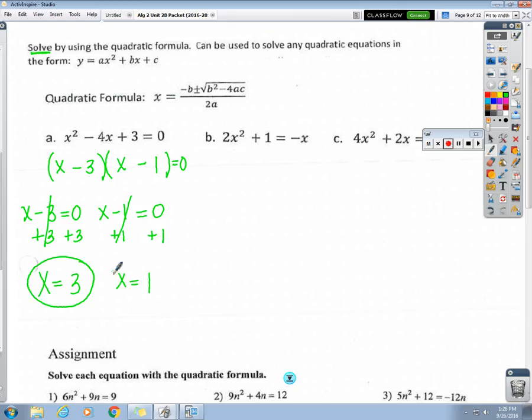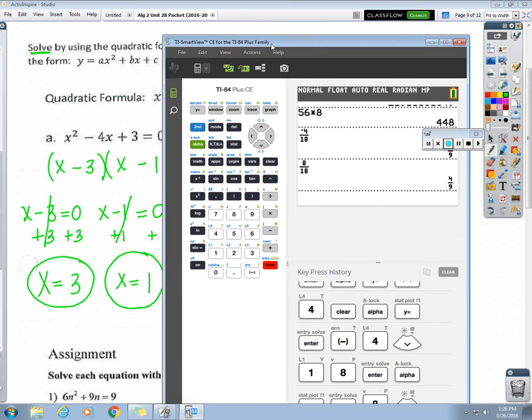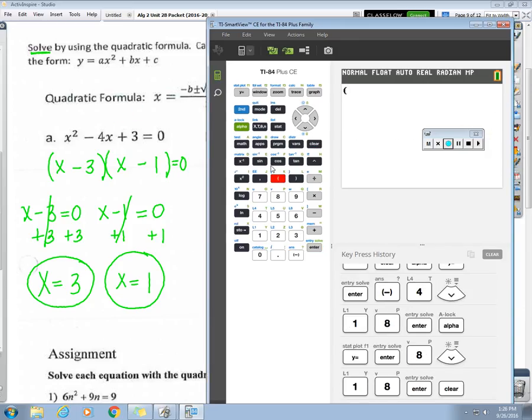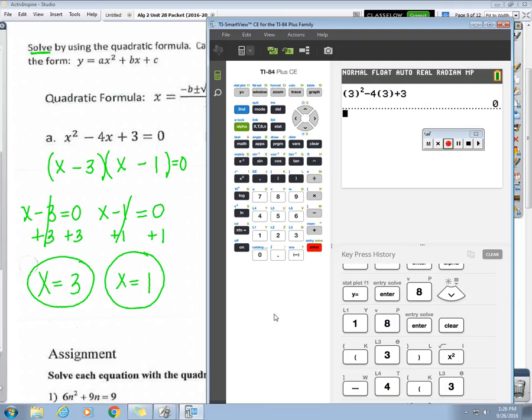Let's talk about why those are the solutions of this quadratic equation. If I go to the calculator and I type in this quadratic equation of x squared minus 4x plus 3, but I'm going to replace both x's with my first solution of 3. So 3 squared minus 4 times 3 plus 3. See how I've just rewritten what's over here, but in the x places I'm plugging in my first solution of 3? If 3 really is a solution to this equation, what should I see on the calculator when I hit enter? 0. And I do, so that means it works.